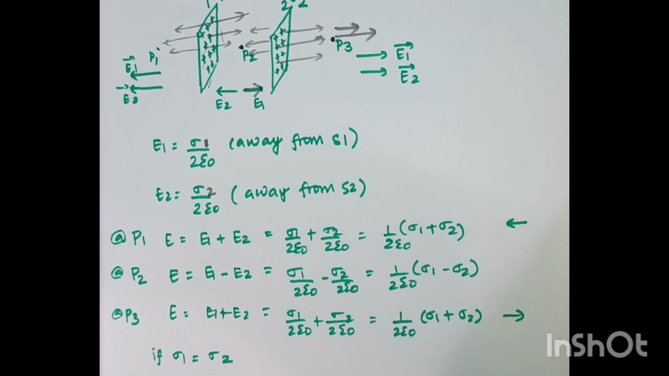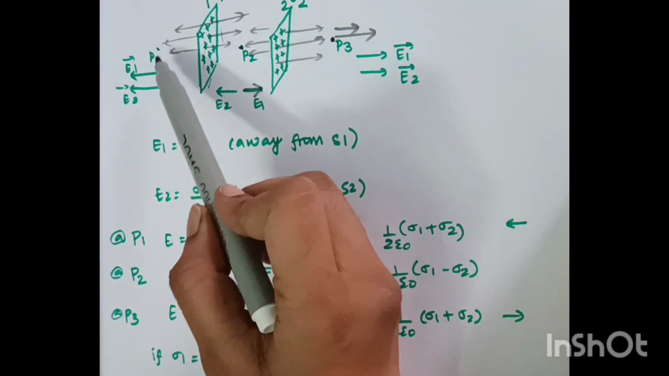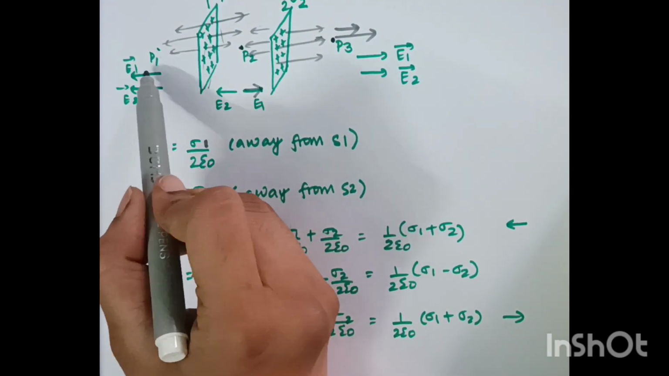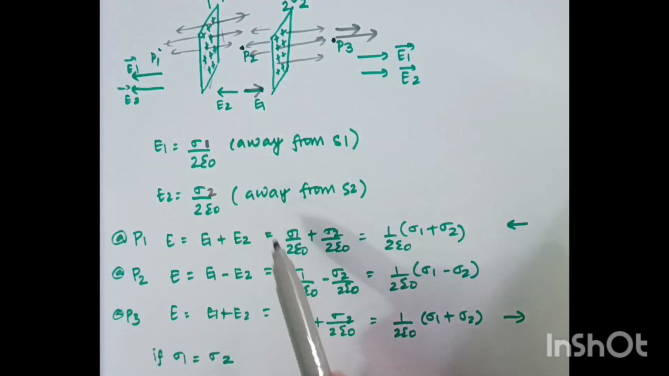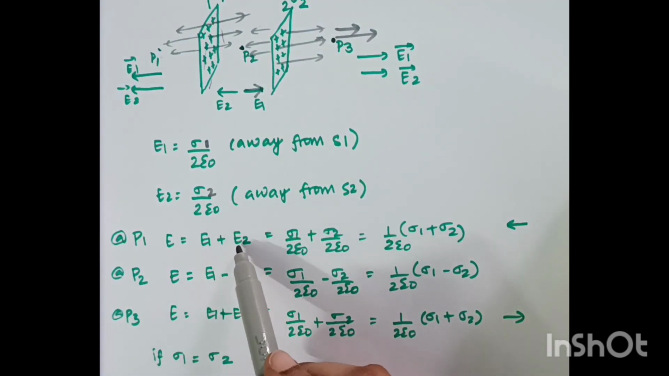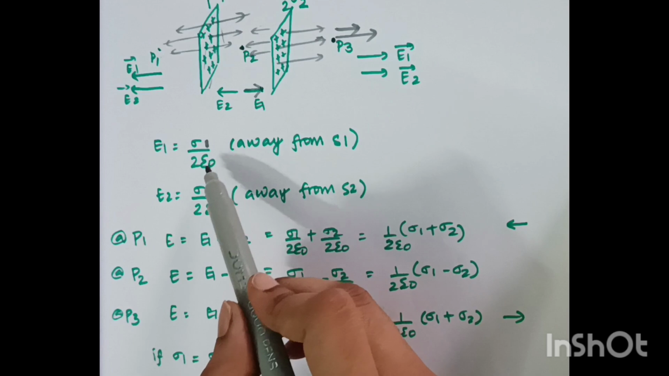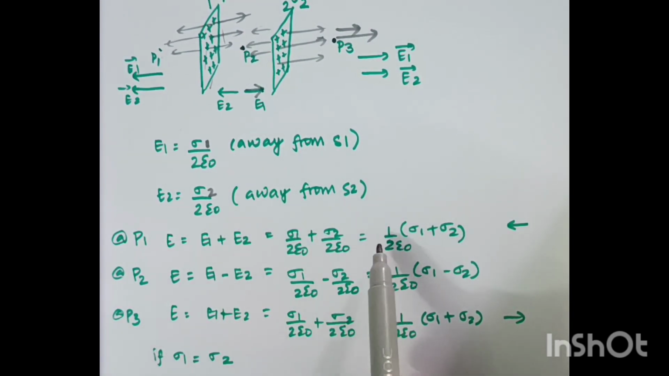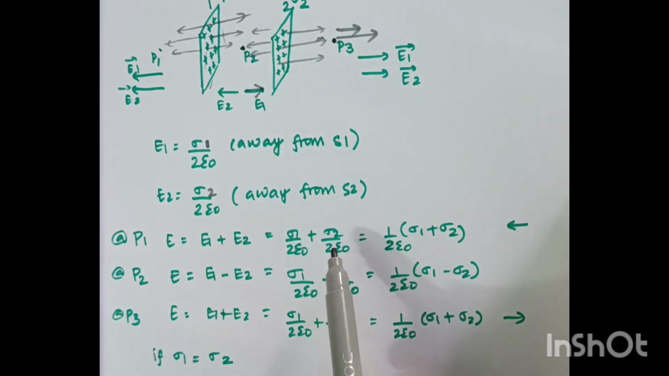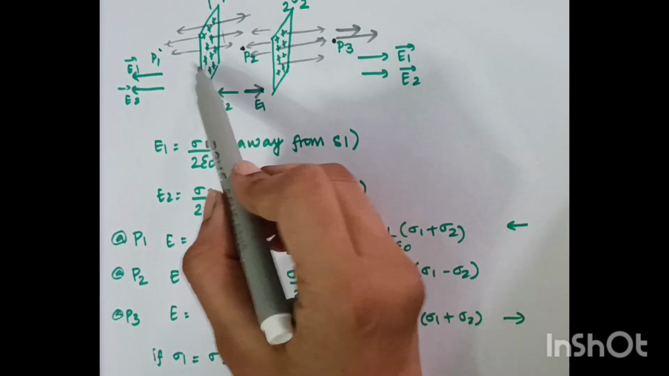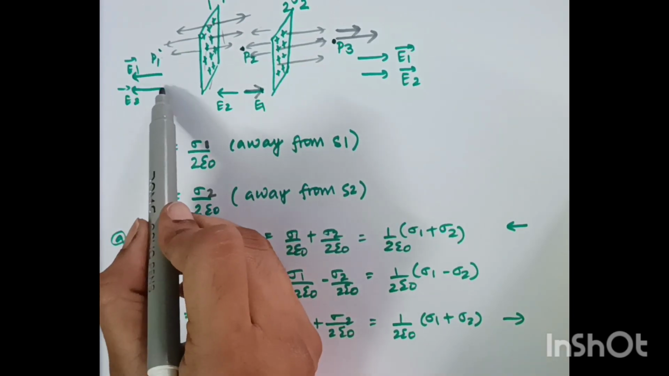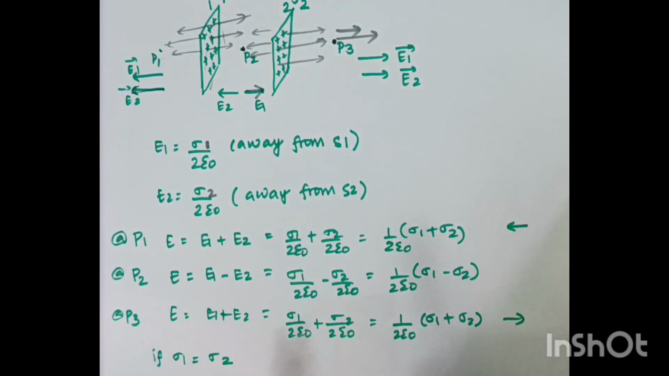Now let us see the actual value of the electric fields at points P1, P2 and P3. If we take point P1, then both the electric fields are in the same direction, that is towards the left. So we have to add them, E1 plus E2. What is E1? It is sigma 1 by 2 epsilon naught. What is E2? It is sigma 2 by 2 epsilon naught. So just add them. That is the value of the electric field at point P1. What is the direction? As both of the charges are positive, the electric field will be away from them. So the direction will be towards the left. That is what I have shown.